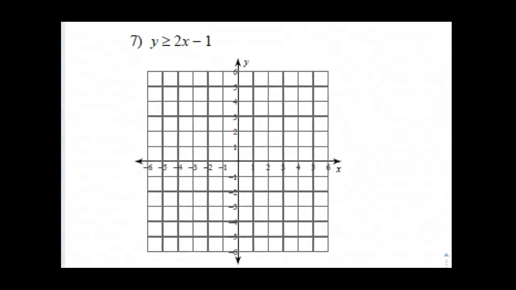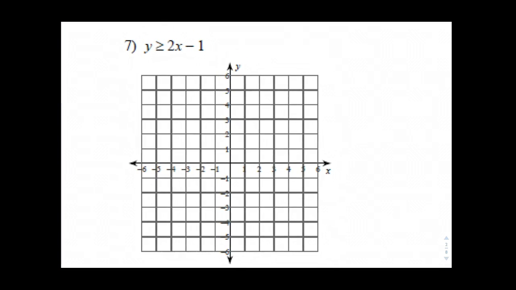Here I have to graph each inequality. I start at negative 1. I move up 2 over 1 all the way through my graph, and I'm going to end up with a straight line. My bad. My last one was off. Okay.